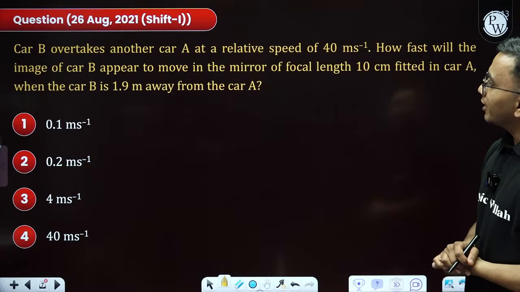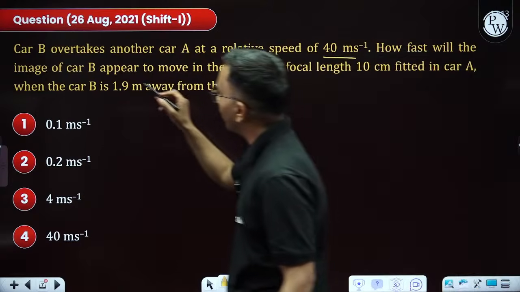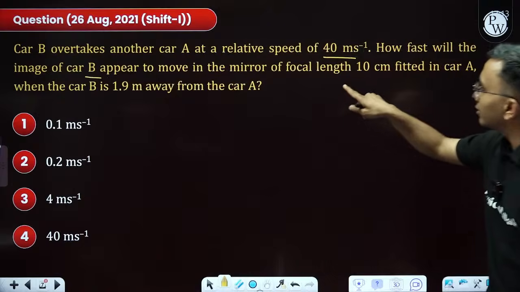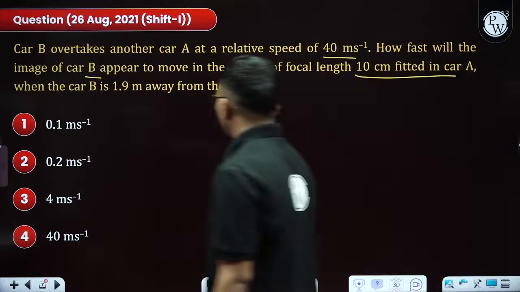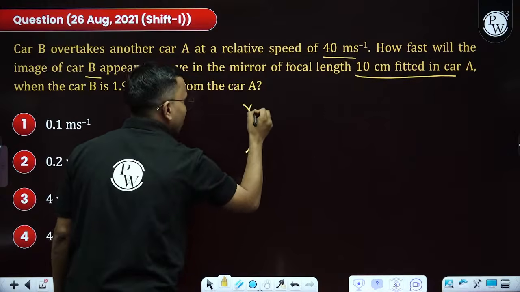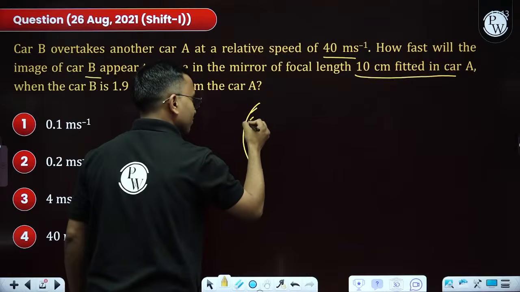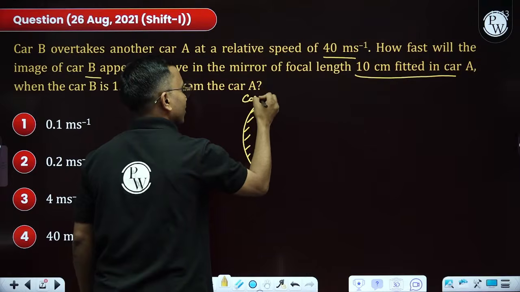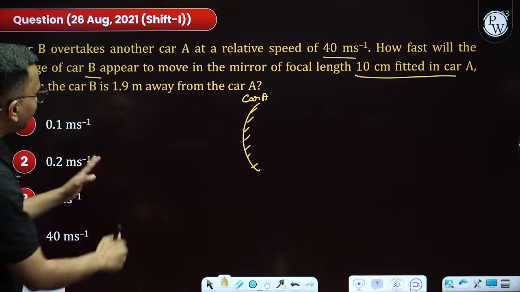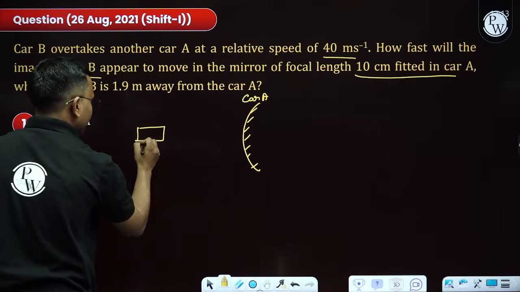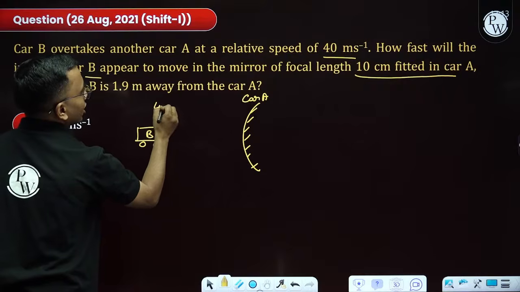Car B overtakes car A at a relative speed of 40 meter per second. How fast does the image of car B appear to move in the mirror of focal length 10 centimeter fitted on car A? So let us take, this is the mirror which is fitted on car A. Okay, so the convex mirror, like this. So this is my car A, which is moving like this. Now this is my car B, and it was moving with relative speed of 40 meter per second.